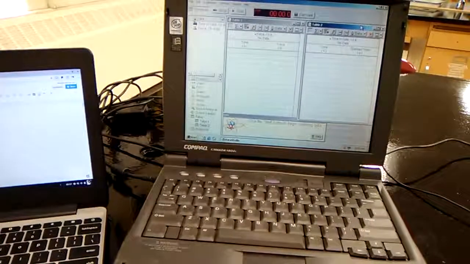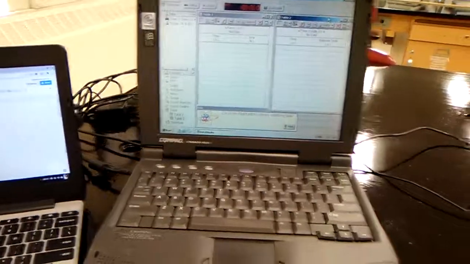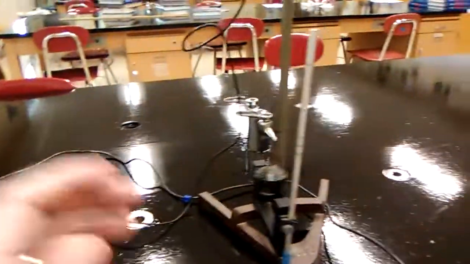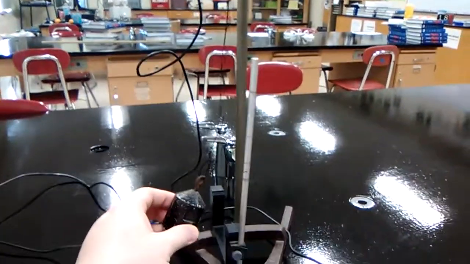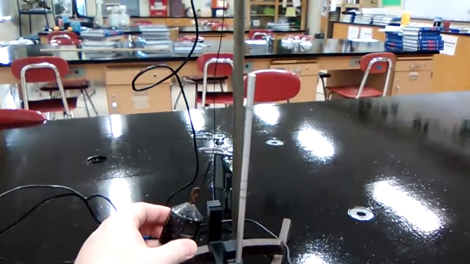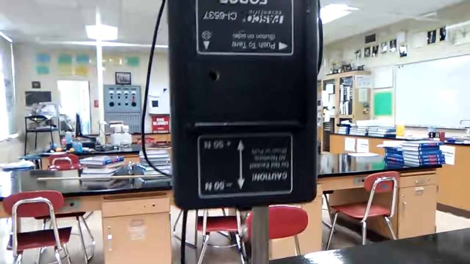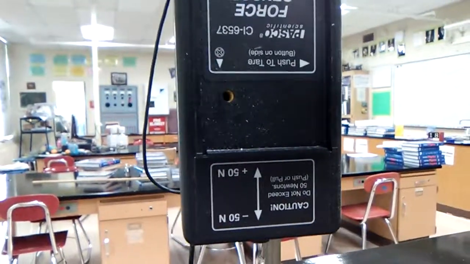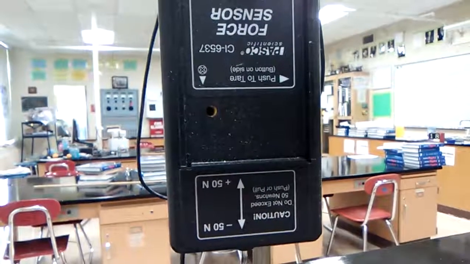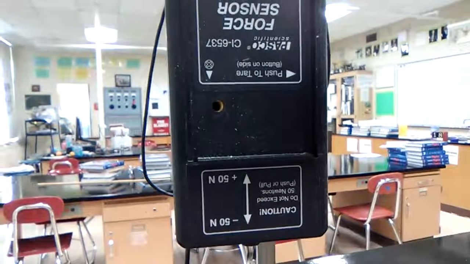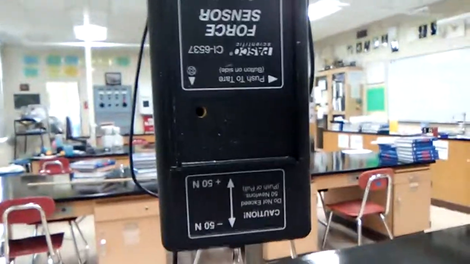So here's how the experimental procedure goes down. When you first get here, you're going to lift the weight up so it's not hanging down. I can't do it because I don't have enough hands, but there's a button on the side here that says push to tare. While you're holding the weight up, you're going to tare that. That sets the force sensor to 0. So I'll do that real quick.